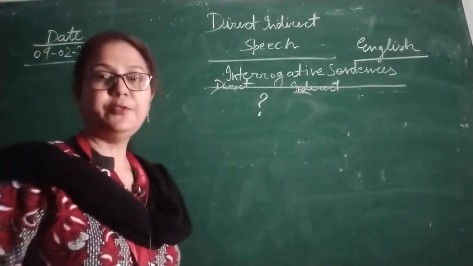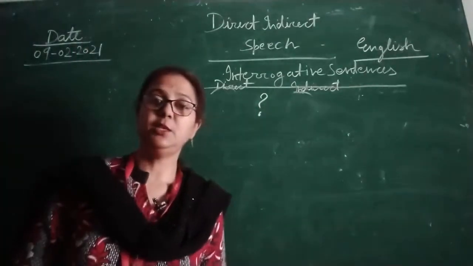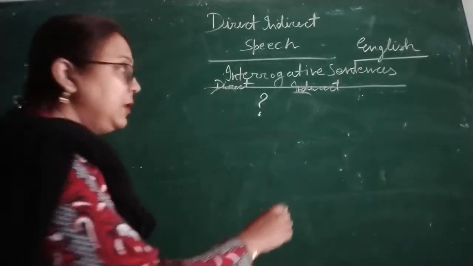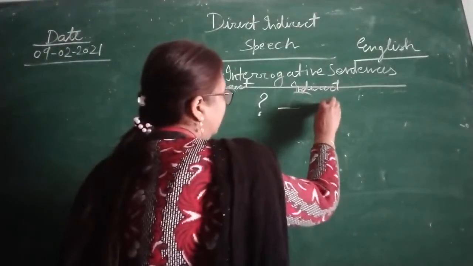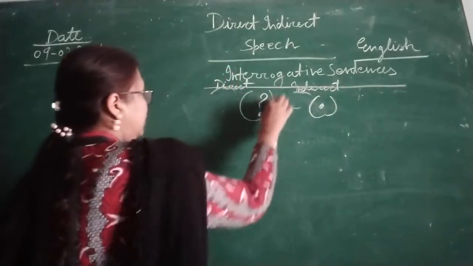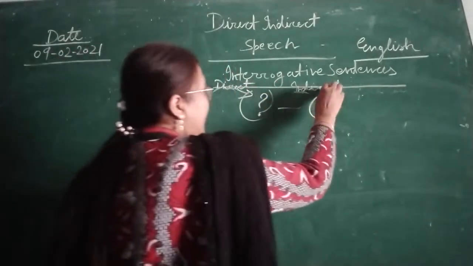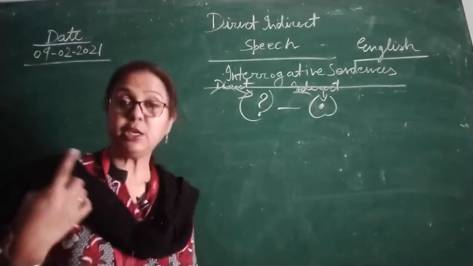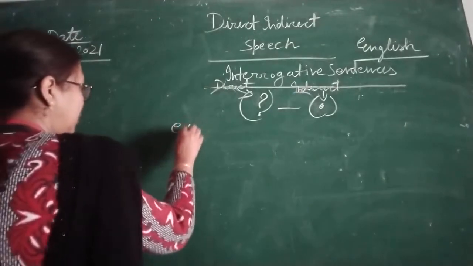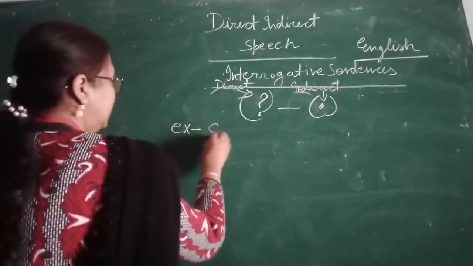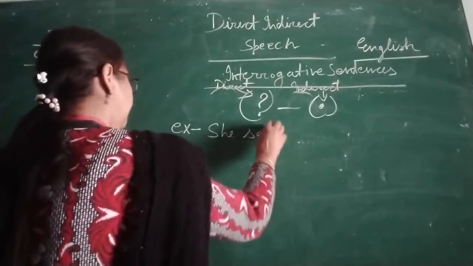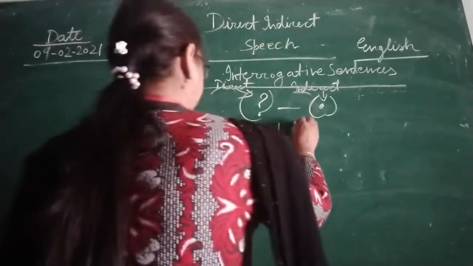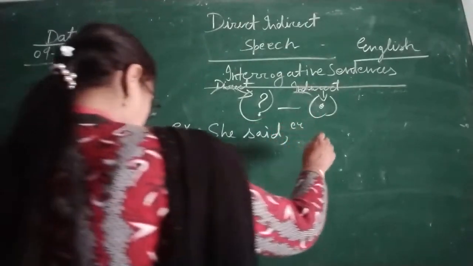Now the first rule of changing direct to indirect speech in interrogative sentences: the question mark will be changed into a full stop. So this is in the direct speech, and in indirect speech we will change it into a full stop. I am going to give you one example. She said, where is the camera?